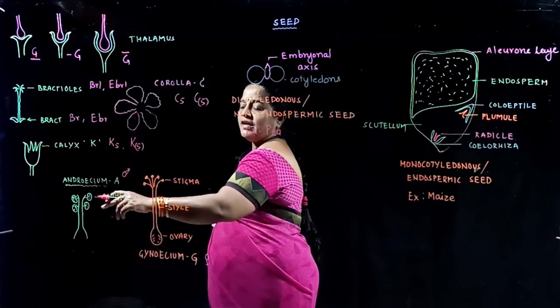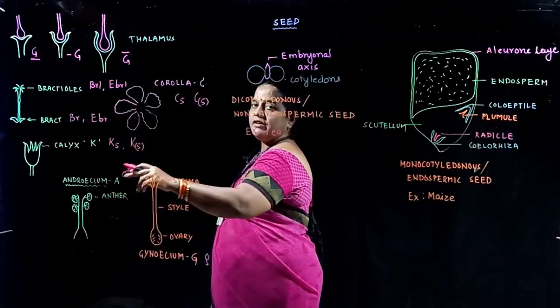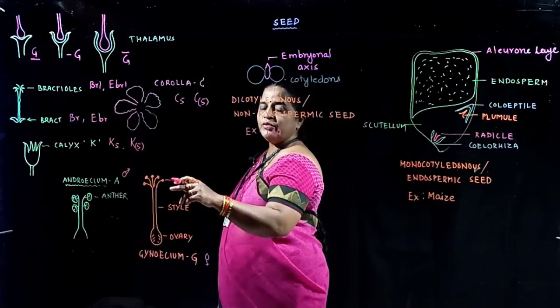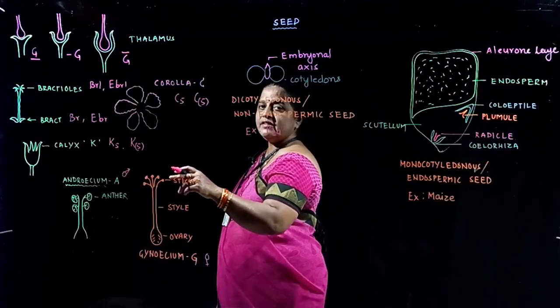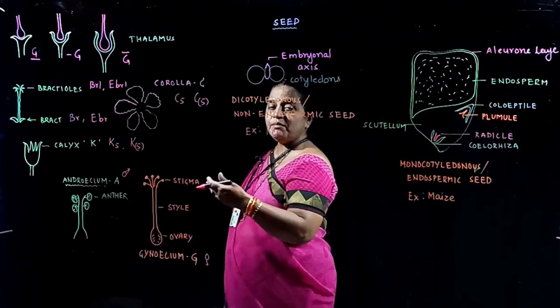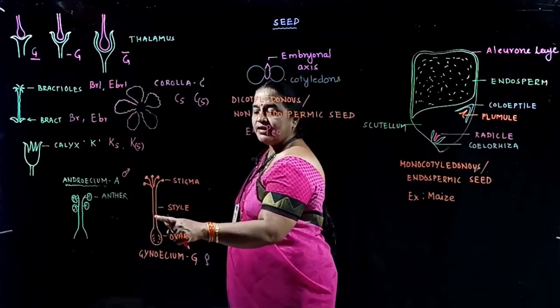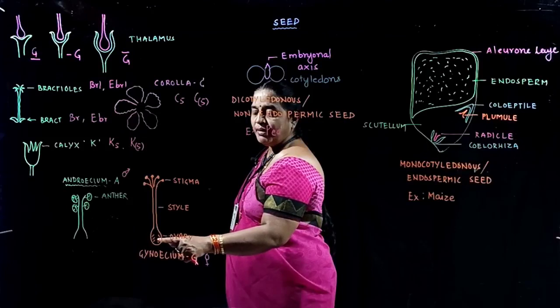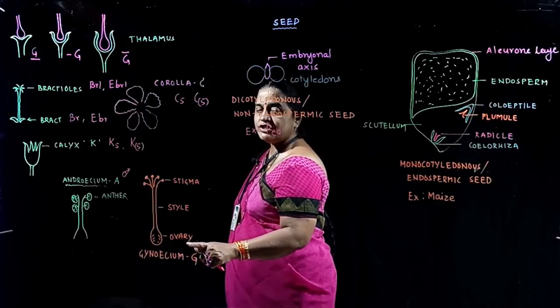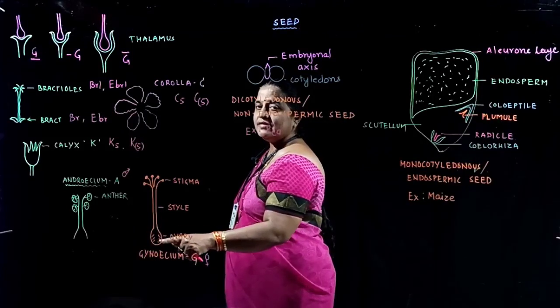Anther is where microspores are produced, which contain male gametes. The microspores are also called pollen grains. They are transferred from anther to stigma during pollination. So the stigma receives microspores and allows them to germinate so that male gametes enter the style through the pollen tube. And here the megaspore is waiting in the ovary, which contains the female gamete.